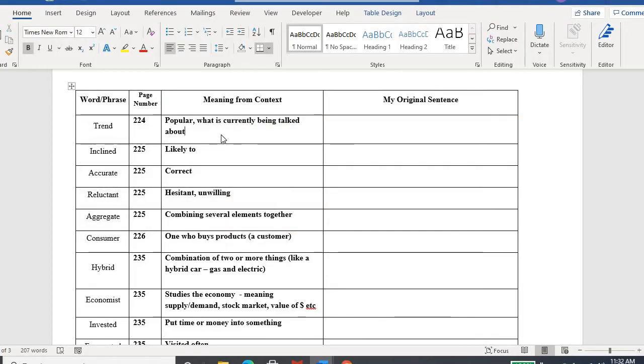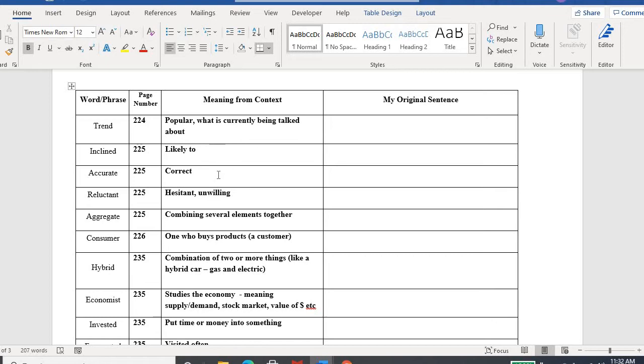A trend is something that is popular. This is a word that is fairly new in the last decade, I would say. What's trending? It means what's currently being talked about, what is popular, what is on the headlines in a lot of places. Inclined means you are likely to. If you are inclined to go to school, you're likely to. If you're inclined to like something, you're likely to. So inclined means likely to.